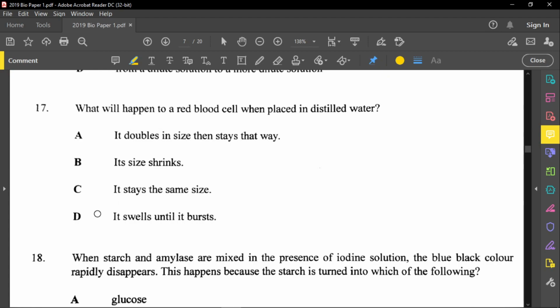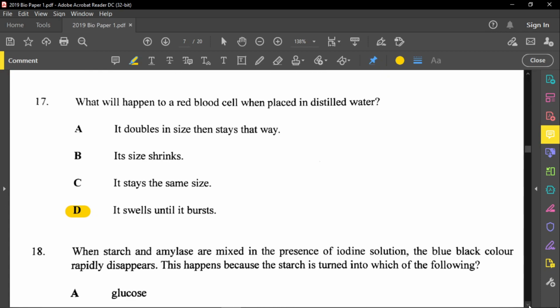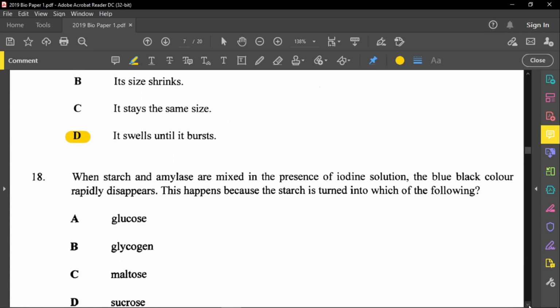Once it's placed in distilled water, which means it is in a hypotonic solution, the red blood cell will tend to swell and then eventually burst because of a lack of cell wall. There is no cell wall to maintain the shape of the red blood cell at all. Now let's go to question number 18.